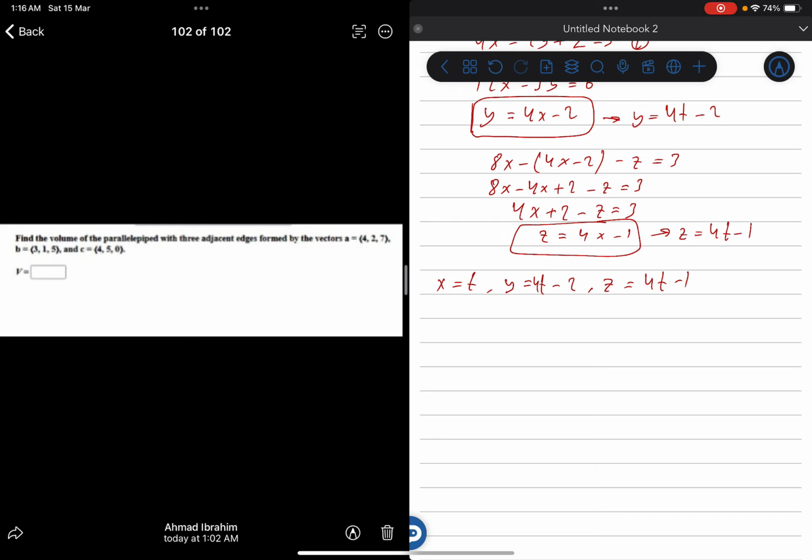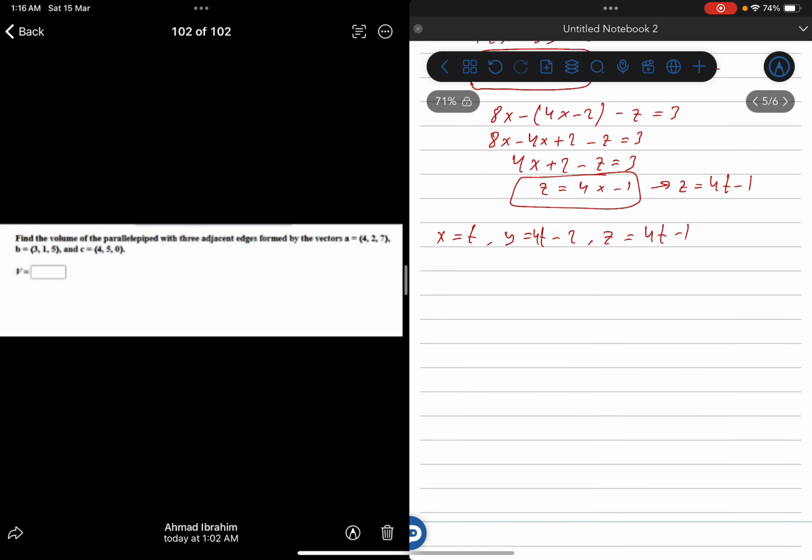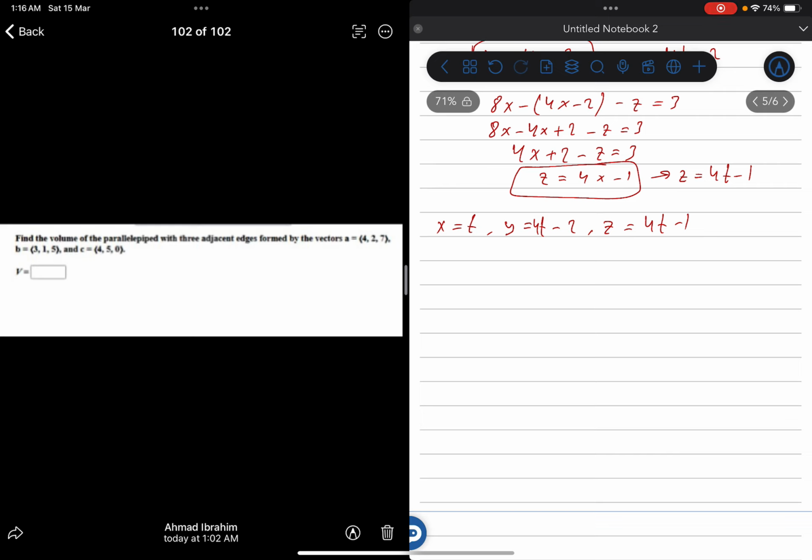For the second, or I'm sorry, third question, find the volume of the parallelepiped with 3 adjacent edges formed by the vectors A, which is 4, 2, 7, B, 3, 1, 5, and C, 4, 5, 0.